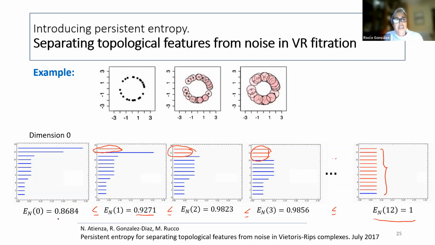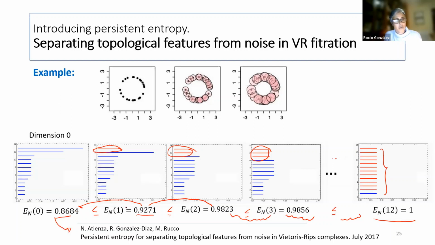So if we compare what happened with the persistent entropy, there is a more complicated formula, but the idea is that there is a big difference between these two persistent entropies, and a small difference between these two, and so on. So this is in the paper. This is established by a formula, but it follows this idea.